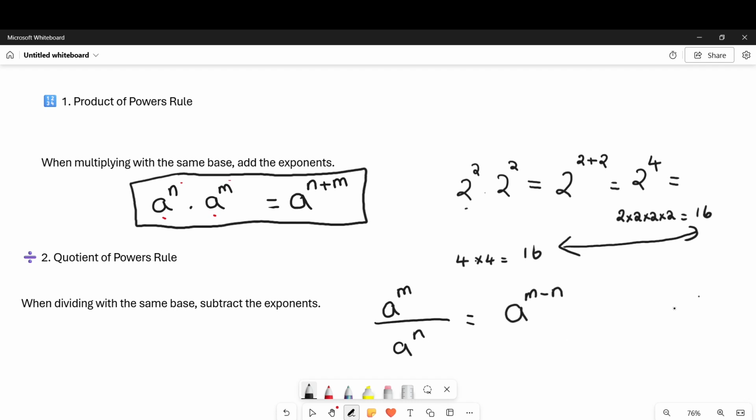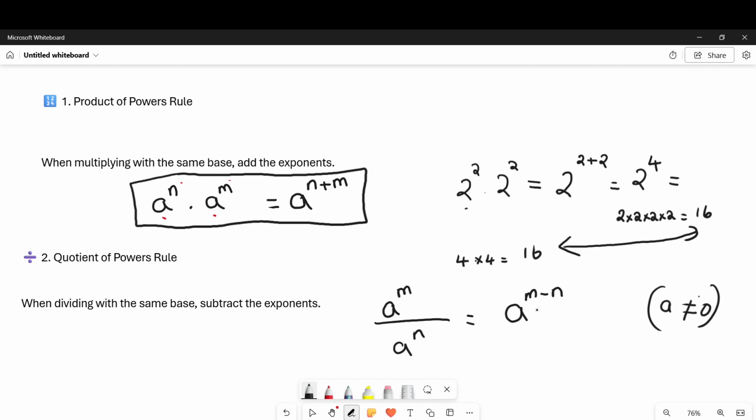It's very important to consider two things. In this case, a should not be 0. a should not be equal to 0. If a is 0, then the entire expression will have no solution. So make sure a is not 0.